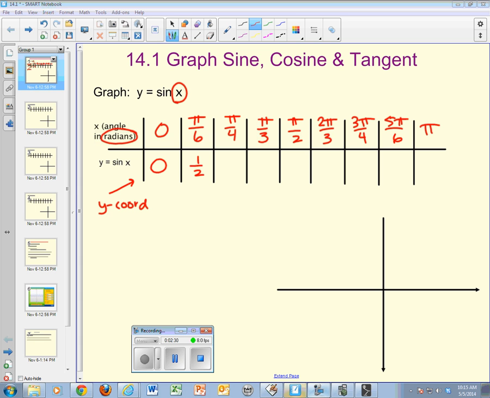Find pi over 4. The y coordinate at pi over 4 is, okay, and we're going to be graphing that, so I don't know what the square root of 2 over 2 is, so let's calculate that. Let's do square root of 2 divided by 2 in our calculator so we can put it in decimal form. And it's 0.707, right? Does that sound right? Yep.